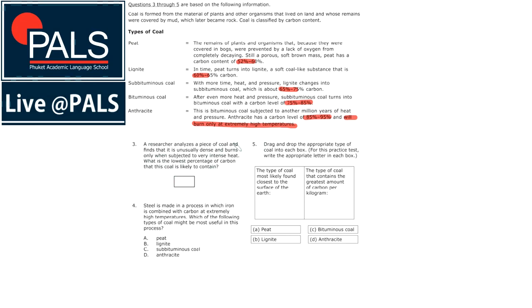Again, so this coal has high density and only burns when subjected to very intense heat. So therefore, this is probably anthracite.